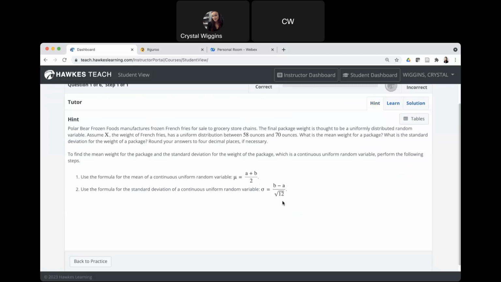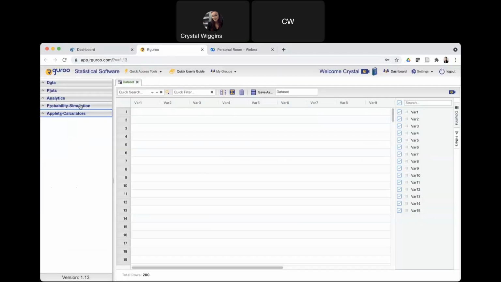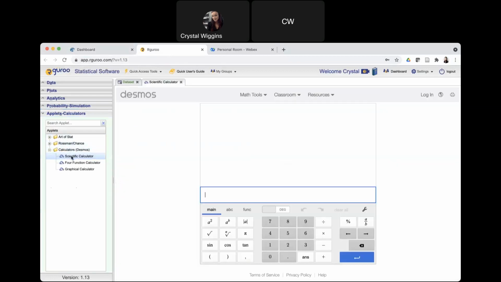Now, where that formula comes from, we'd have to derive it using calculus, but you don't have to worry about deriving formulas in this course. We just need to write these down and use them for 8.1. So for this particular problem, if I wanted to find the average, I want to calculate (A + B) divided by 2. I'm going to use the calculator here in our Rguroo. So if I come to Applets and Calculator, open up this calculator folder and just double click on the scientific calculator.